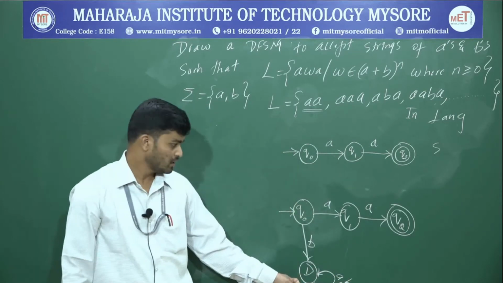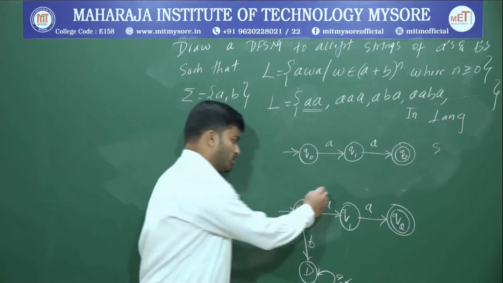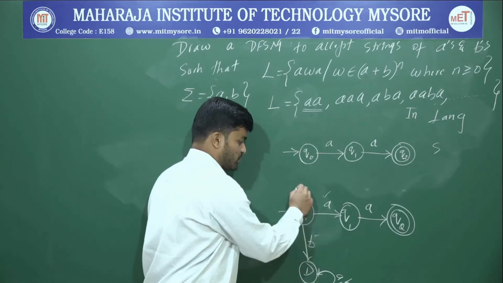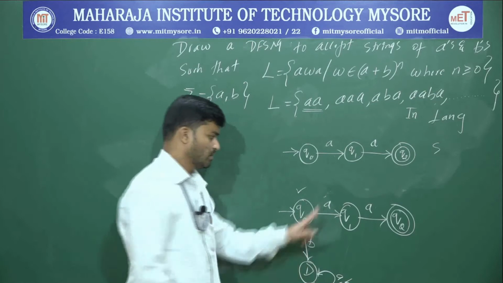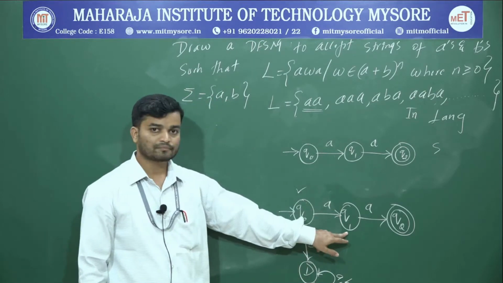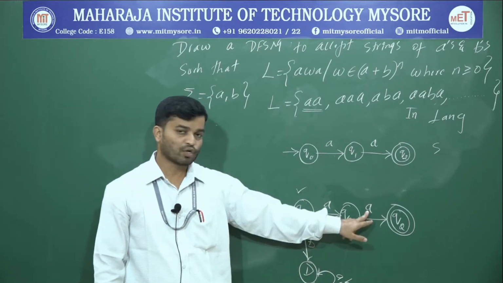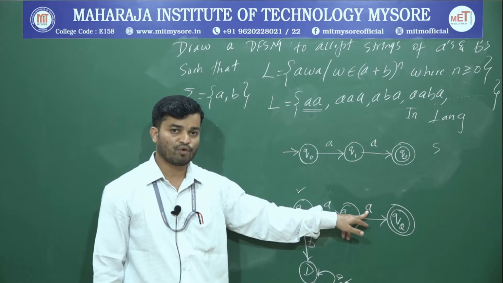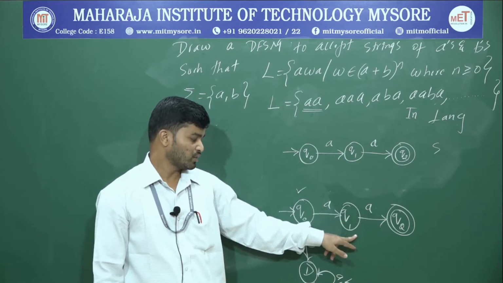Okay. Yeah. So now the Q node is over, why? Because there is a path for A and there is a path for B. So Q node is over. Okay. Now go with Q1. Within Q1 there is a path for A. Now I have to give a path for B.